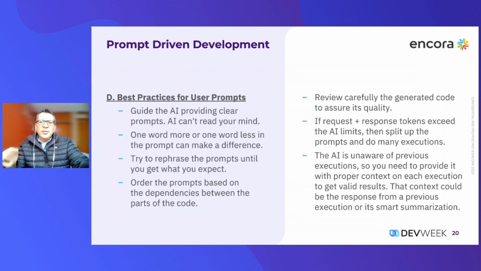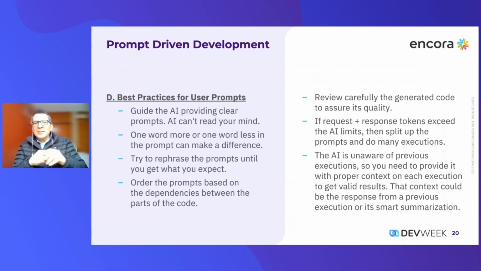Order the prompts based on the dependencies between the parts of the code. You need to structure this in order to follow a logical sequence. Review carefully the generated code to assure its quality. It's important, this part: you should not blindly trust the code generated by AI. You need to review, you need to test.